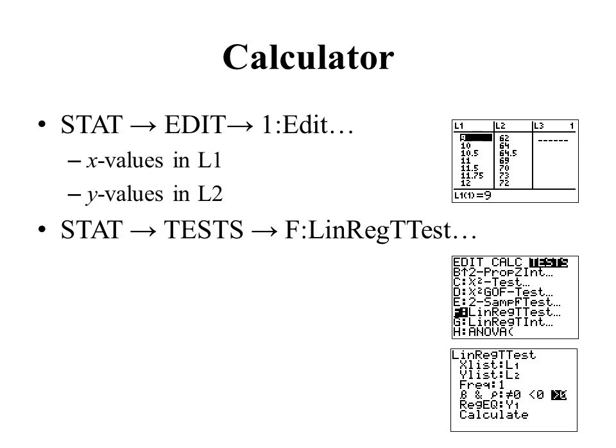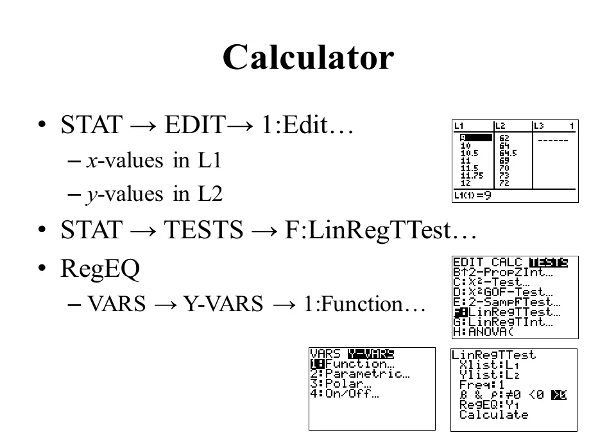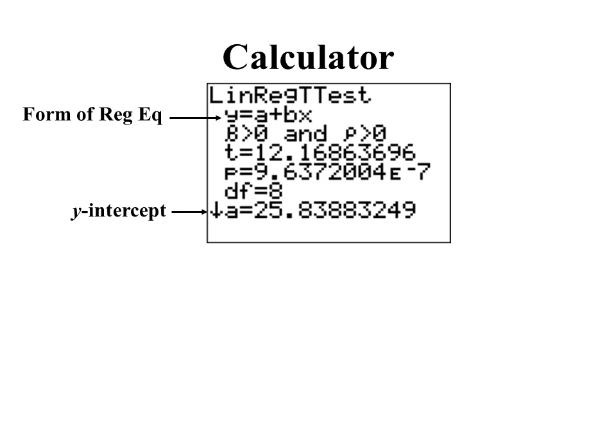The default here may be Y1 or it may be blank. In order to select a Y1 there for the regression equation, hit the VARS key, and you get a window that looks like this. Go to the Y-VARS submenu, choose option 1, Function, and then you'll get a list of the different Y functions that we can select. We'll just select the first one, Y1. That will paste a Y1 there for the regression equation, and that means it's going to store the regression equation as the Y1 function. Then you hit Calculate, and you should get a window that looks like this.